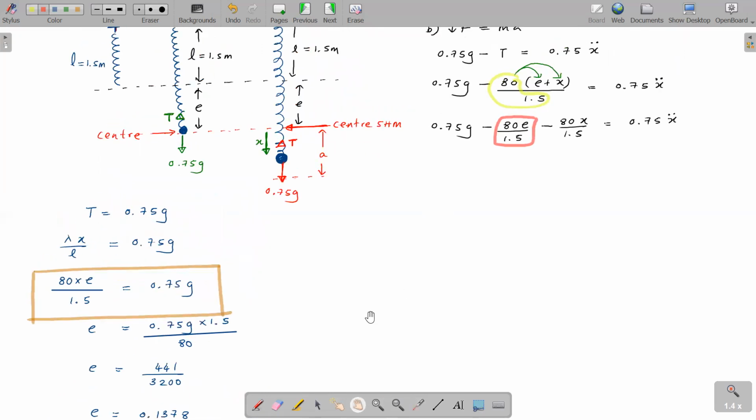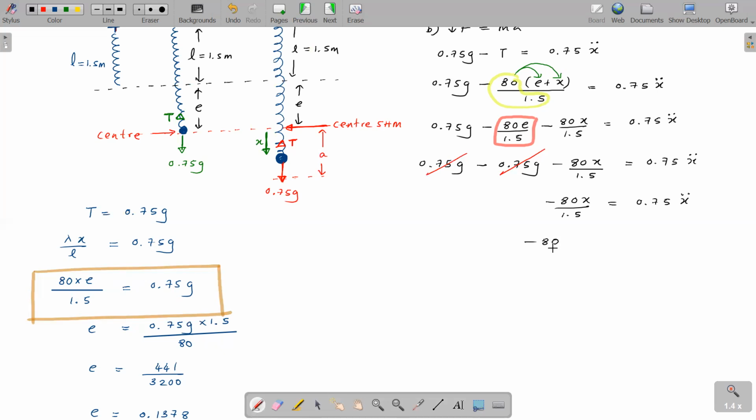Over here, I'll directly go with this 0.75 G. This becomes what? The other term also becomes minus 80E over 1.5, which is also 0.75 G minus 80x over 1.5 equals 0.75 x double dot. So 0.75 G cancels out. We get minus 80x over 1.5 equals 0.75 x double dot.